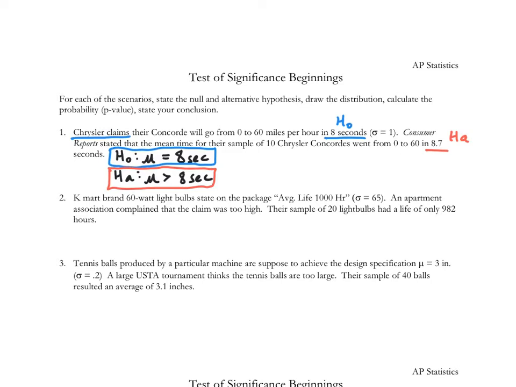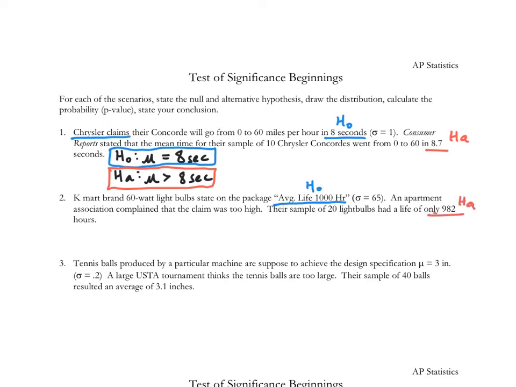Okay, so let's break down the hypotheses then. We're looking at the average life of the light bulb. The company, Kmart, or whatever package it came from, maybe General Electric, is claiming that their light bulbs last 1,000 hours. Now, an apartment association thought that average was too high. They think that the company is lying, right? So they took 20 light bulbs and put them to the test, and they found an average of 982.